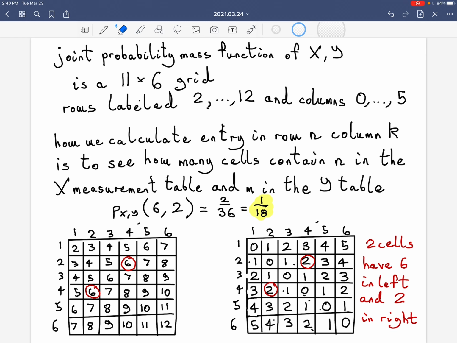Okay, so now let's think. What's the joint probability mass function of x and y? So the joint probability mass function of x and y is an 11 by 6 grid. So why is this joint probability mass function an 11 times 6 grid? Well, it has rows labeled by all the possible values of x. So I've written the measurement table for x on the lower left of this page as well, and we can see that the possible values achieved by x in this measurement table are all the integers between 2 and 12.